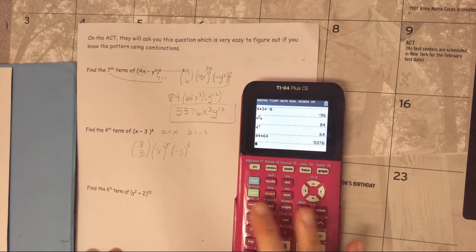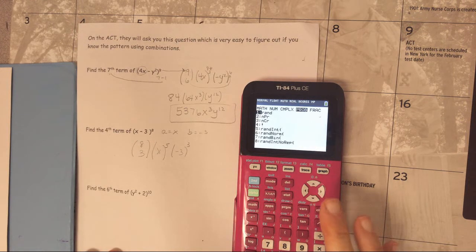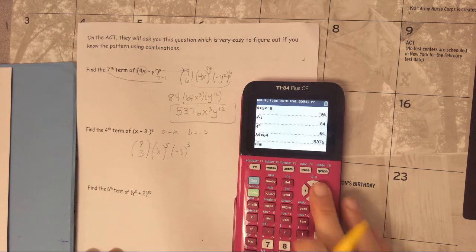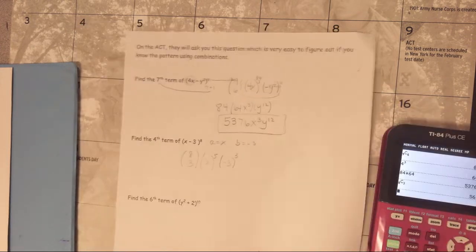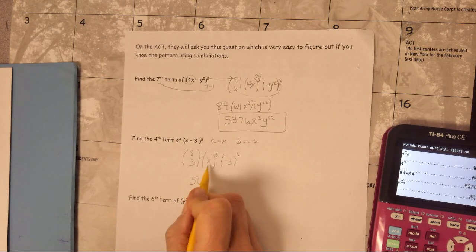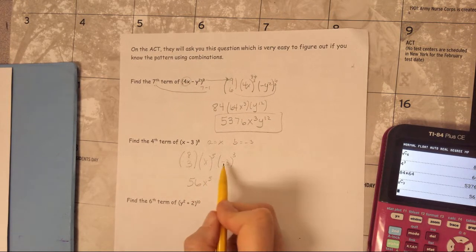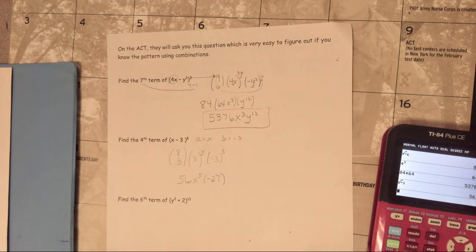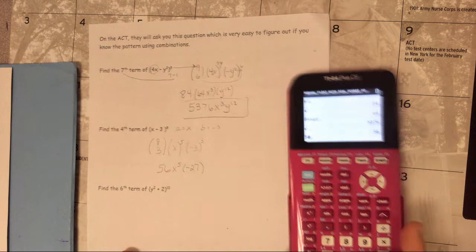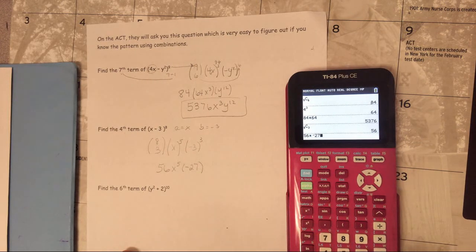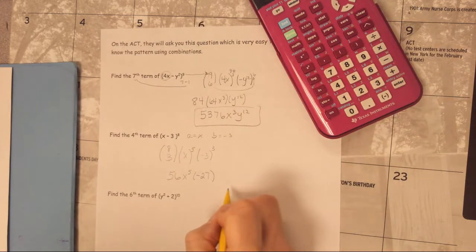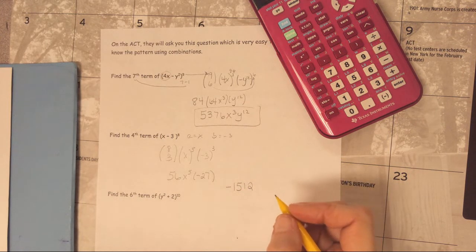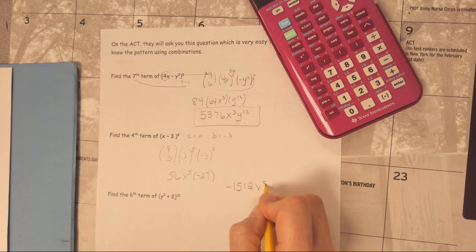Again, math over to probability, number 3. I'm going to do 8 choose 3. That's 56. x to the fifth is just x to the fifth. Negative 3 to the third is negative 27. So 56 times negative 27 is negative 1512, negative 1512 x to the fifth.